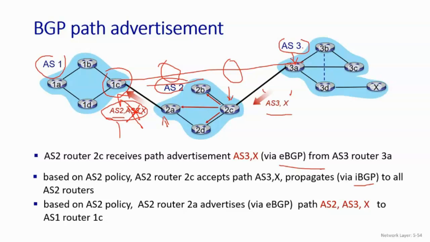But BGP is not based on the least cost route, it is based on policy. That's why it is known as hot potato routing. The least cost route may not be used if the policy does not match with the compatible autonomous system. So that case is known as hot potato routing.